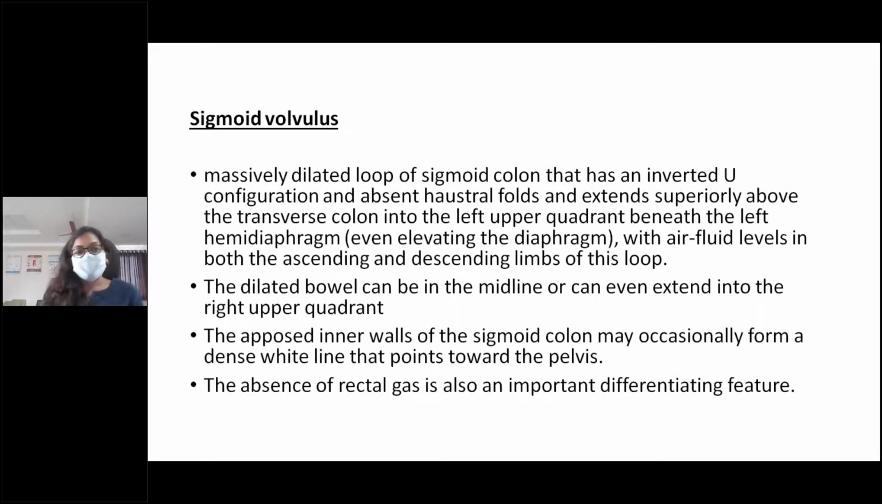Coming to the sigmoid volvulus. Sigmoid volvulus is a massively dilated loop of sigmoid colon that has an inverted U configuration or absent haustral folds, extends superiorly above the transverse colon into the left upper quadrant beneath the left hemidiaphragm, even elevating the diaphragm, with air fluid levels in both the ascending and the descending limbs of the loop. The dilated bowel can be in the midline or even extend into the right upper quadrant. The opposed inner walls of the sigmoid colon may occasionally form a dense white line that points towards the pelvis, and the absence of rectal gas is an important distinguishing feature.